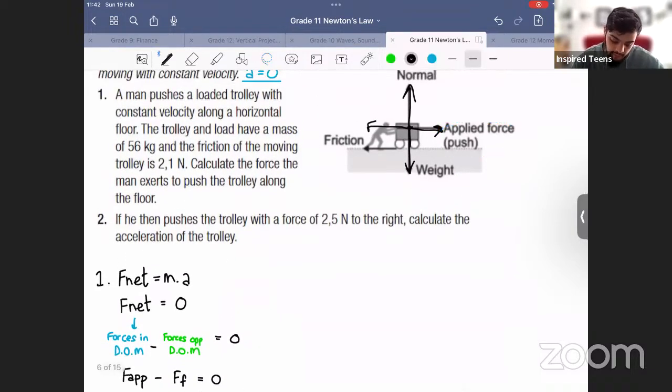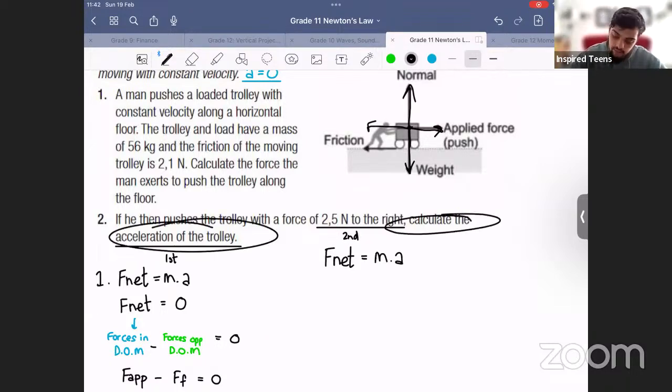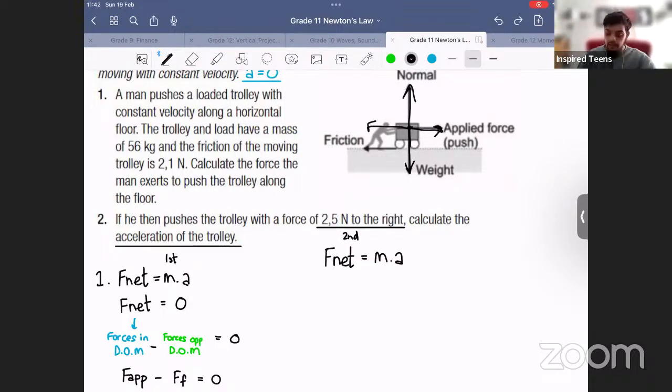That's what we just did. If he then pushes the trolley with a force of 2.5 newtons to the right, calculate the acceleration of the trolley. We're still going to use F net is equal to M times A. But now it's not Newton's first law. It's Newton's second law, okay? Because there is an acceleration. In Newton's first law, there is no acceleration.